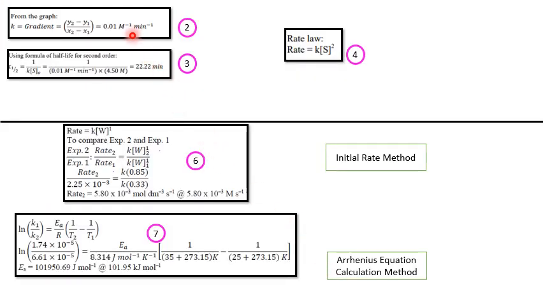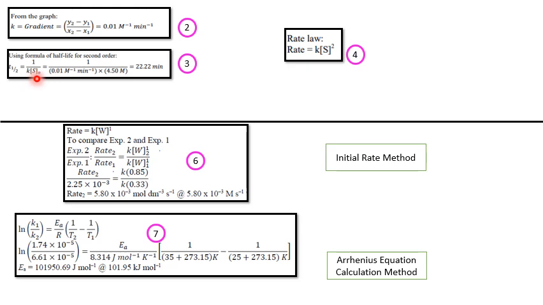Okay, you need to find the gradient. As in the previous question, you need to find 2 points, and then you find the gradient by using y2 minus y1 over x2 minus x1, and then you get 0.01. Because it's second order, you must make sure that the unit is correct, per molar per minute. Okay, then apply the k to this formula in order to find the half-life for second order.